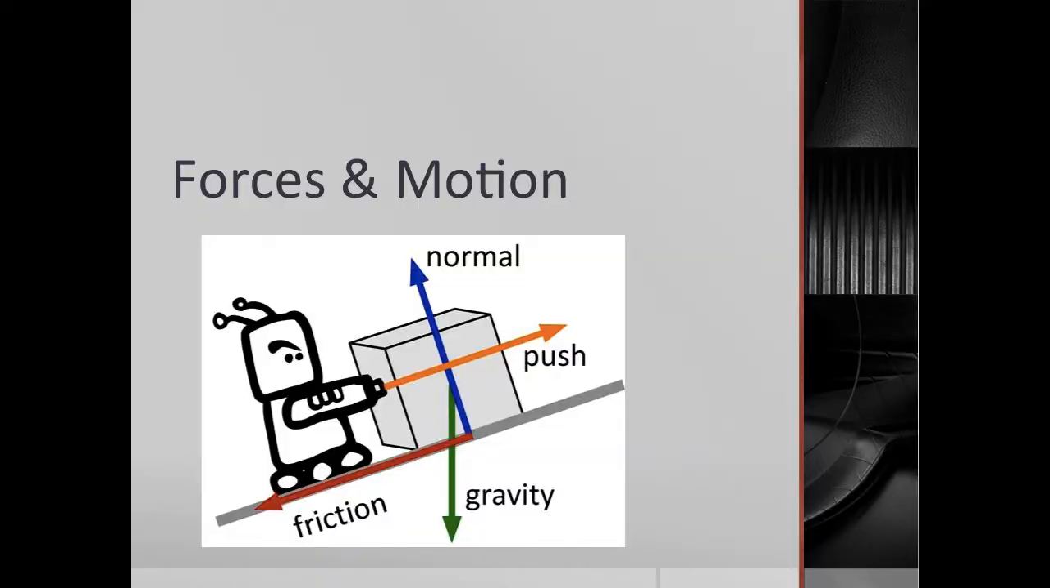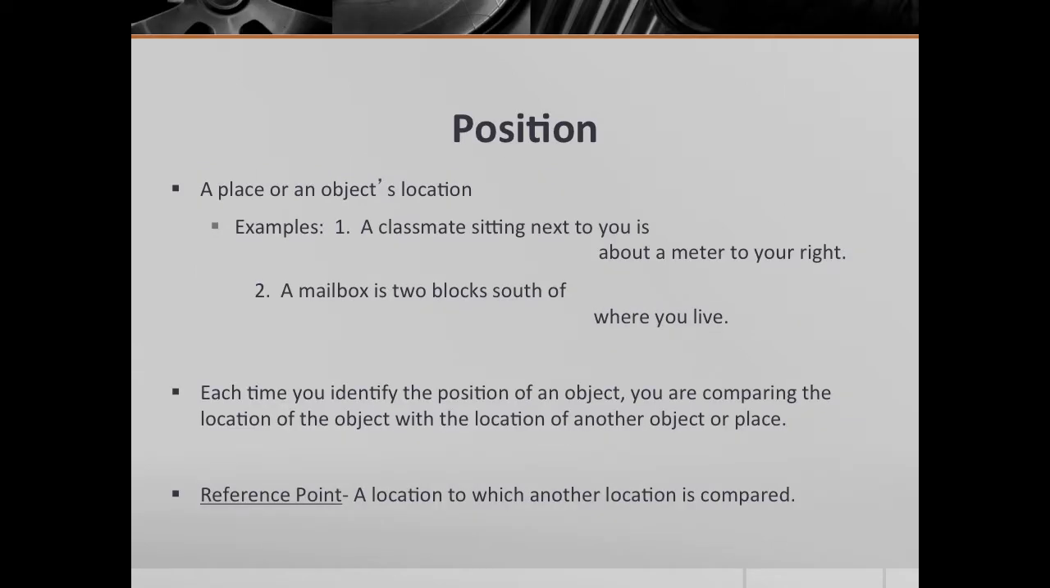Today we're going to be talking about forces and motion. Position is a place or an object's location. Examples of position include a classmate sitting next to you is about a meter to your right. A mailbox is 2 blocks south of where you live. So you are describing where something is located using position.